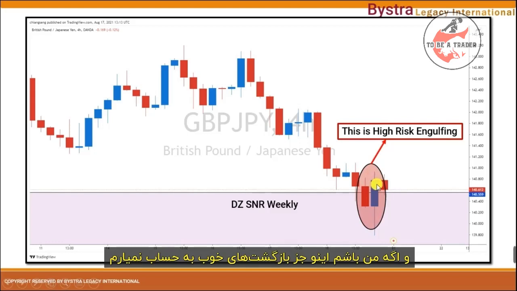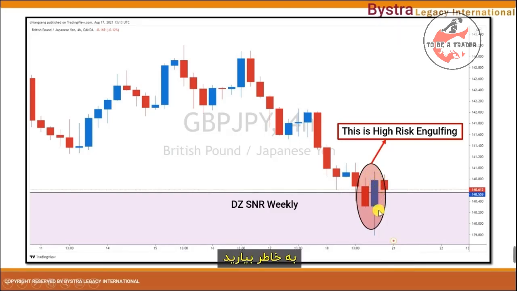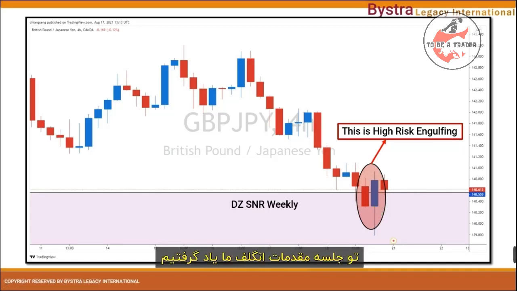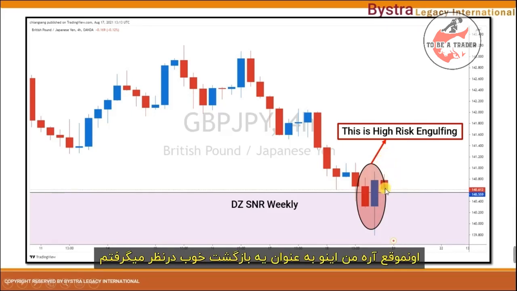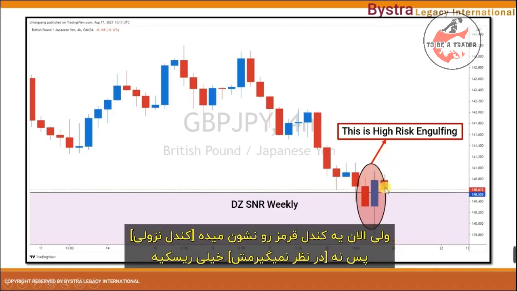Me, I wouldn't consider this a good rejection. Remember, in the basic engulfing class that we learned, this is the bullish engulfing of the high risk type. If there were another bullish candle here, a Marubozu, then yes, I would take it as a good rejection. But now it's showing a red. No, it's very high risk.